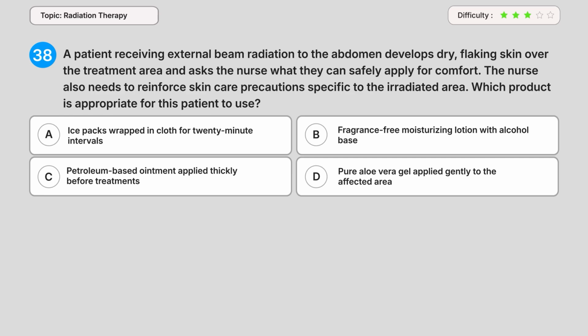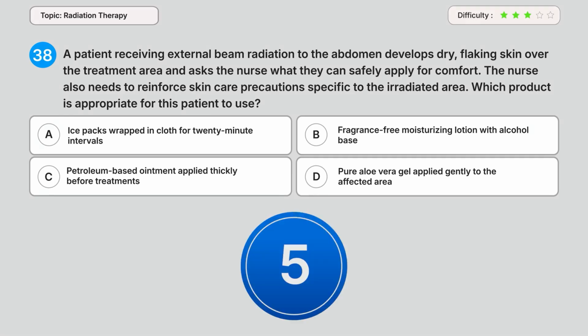A. Ice packs wrapped in cloth for 20-minute intervals. B. Fragrance-free moisturizing lotion with alcohol base. C. Petroleum-based ointment applied thickly before treatments. D. Pure aloe vera gel applied gently to the affected area. Do you know the answer?